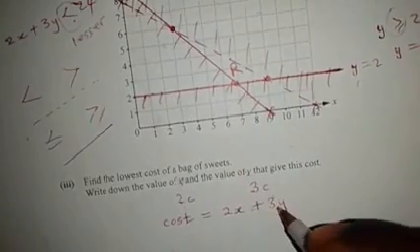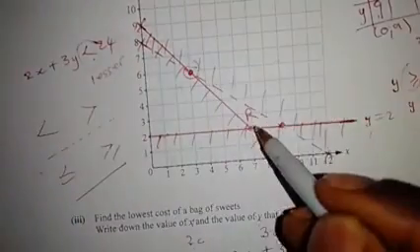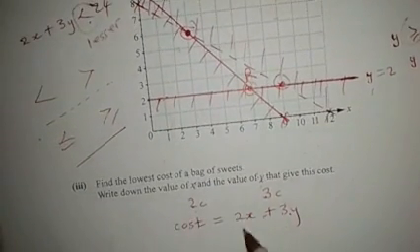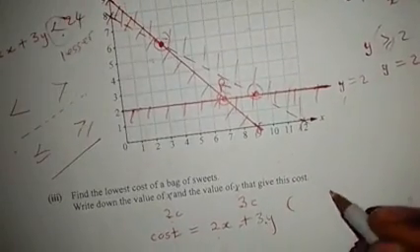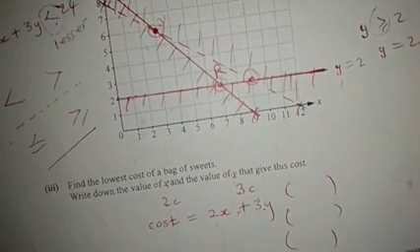Y times 3 cents, you get 3y. So each and every corner, each and every vertex of region R, must be substituted into this expression of cost. Remember, if you look at region R, this is a triangle with 3 corners or 3 vertices. Each and every vertex must produce a point, right?